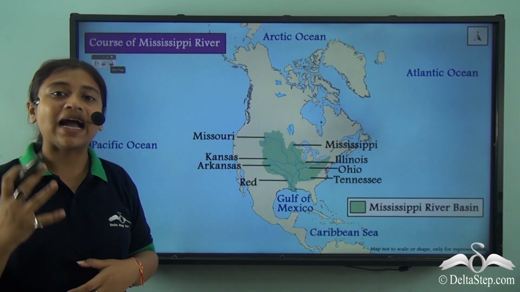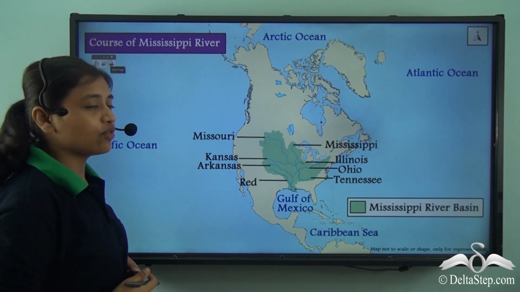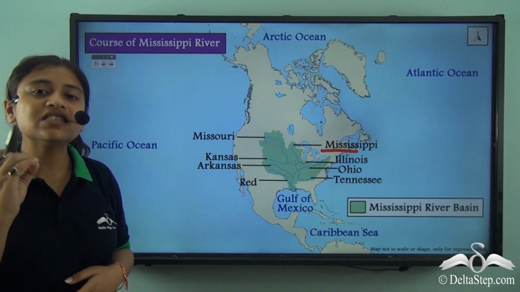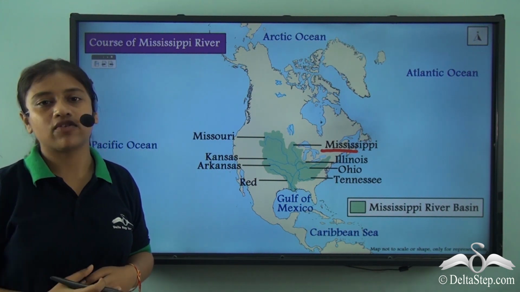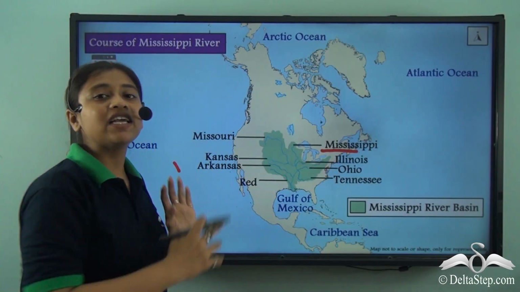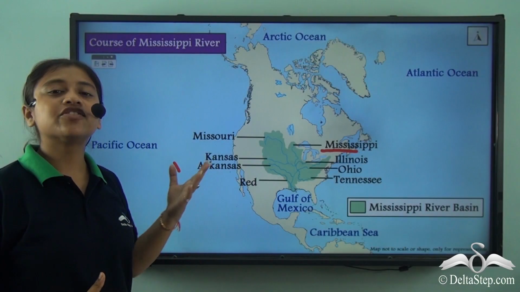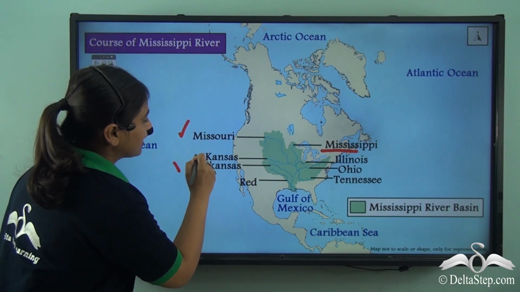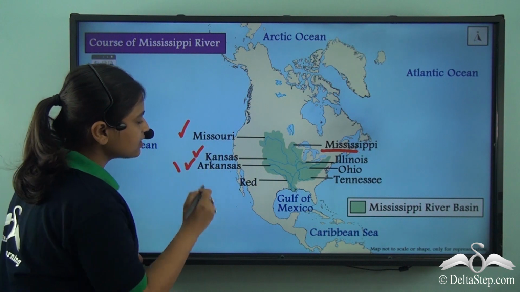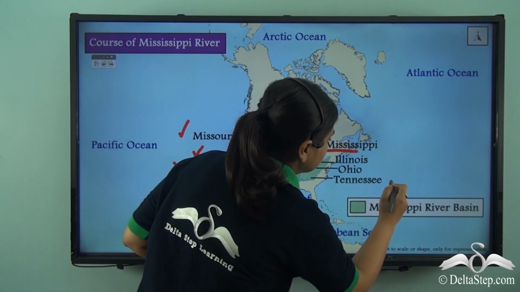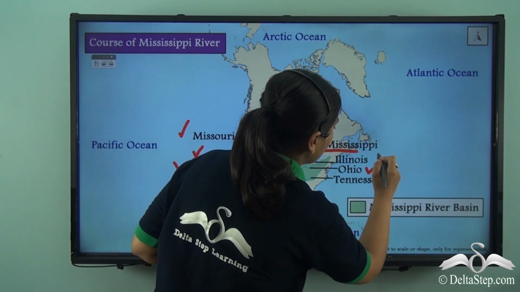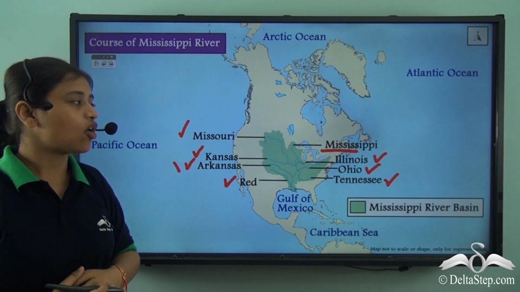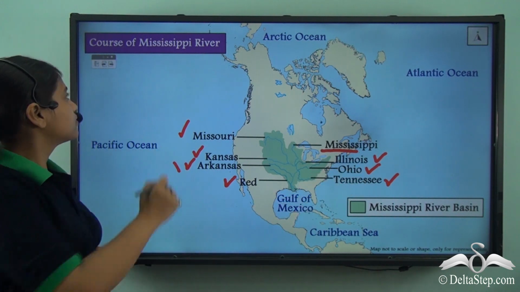Starting with the mighty Mississippi, we are talking about the Mississippi River. So the Mississippi River is an important river of the continent of North America with 7 major tributaries. And these tributaries are River Missouri, as mentioned earlier, Kansas, Arkansas, Red, Tennessee, Ohio, and Illinois. So there are 7 major tributaries of the Mississippi River.